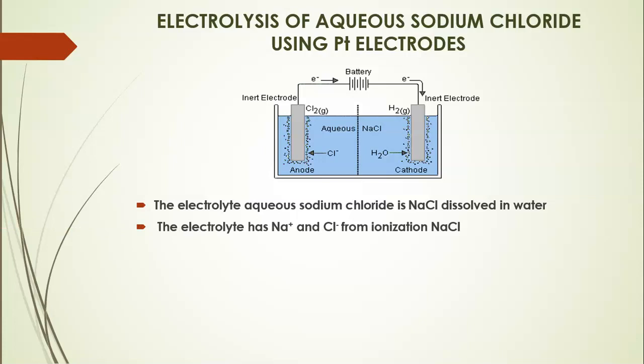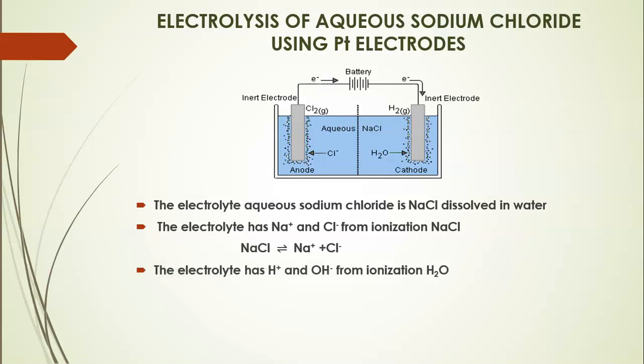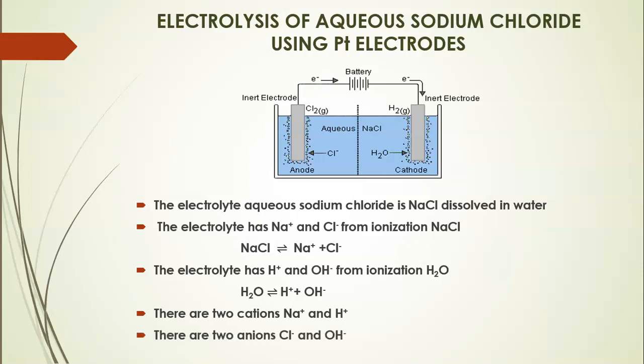The electrolyte has sodium ions and chloride ions from ionization of sodium chloride. Because it is aqueous, the electrolyte also has hydrogen ions and hydroxyl ions coming from ionization of water. That is, in this electrolyte, you have two cations, the sodium ion and hydrogen ions, and two anions, the chloride ions and hydroxyl ions.